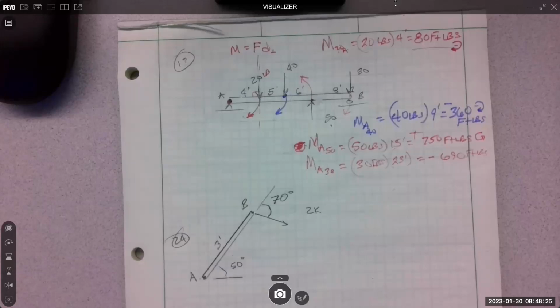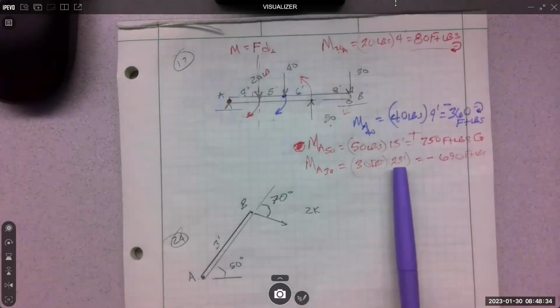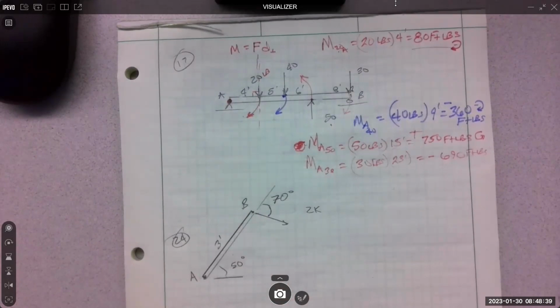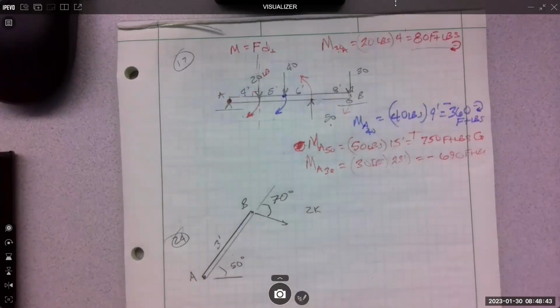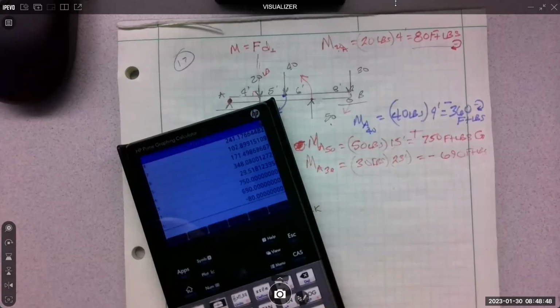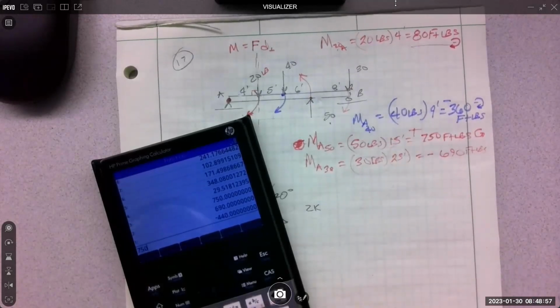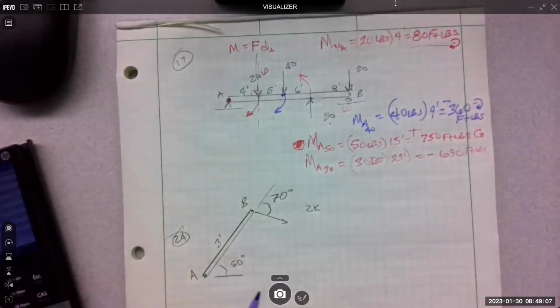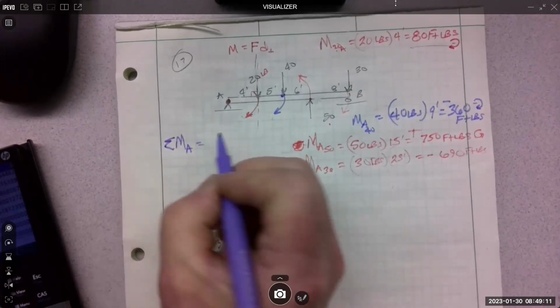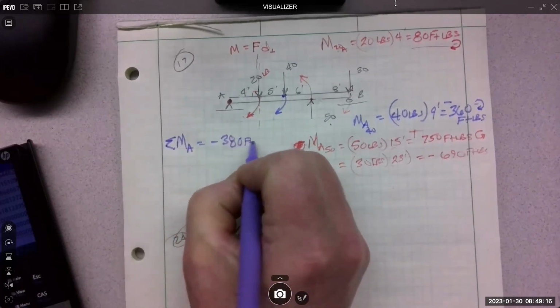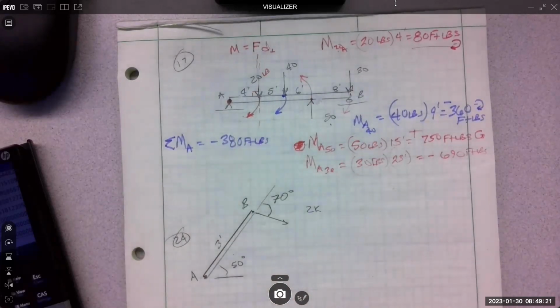All right, the second part of this said, compute the algebraic sum of the moments with respect to point A. Be sure to note the sense of the resultant moment. They're just saying, now that you've done all these moments about point A, sum them up. So we have a negative 80, a negative 360, a plus 750 and a negative 690. The sum of the moments about A would be negative 380 foot-pounds. That's just adding them all up. That's all this problem wanted.